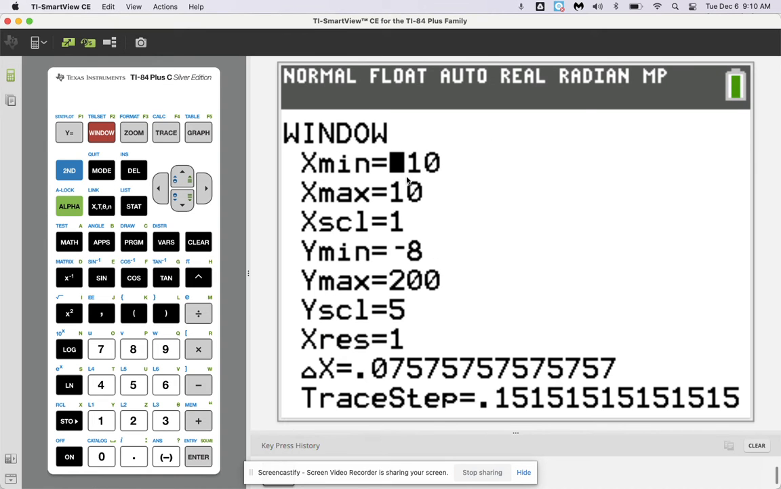borrow my window, this is a window that's going to give us a good look at all of the key requirements and the key characteristics of the polynomial. We'll be able to see end behavior, the x-intercepts, the y-intercept, all those key features.